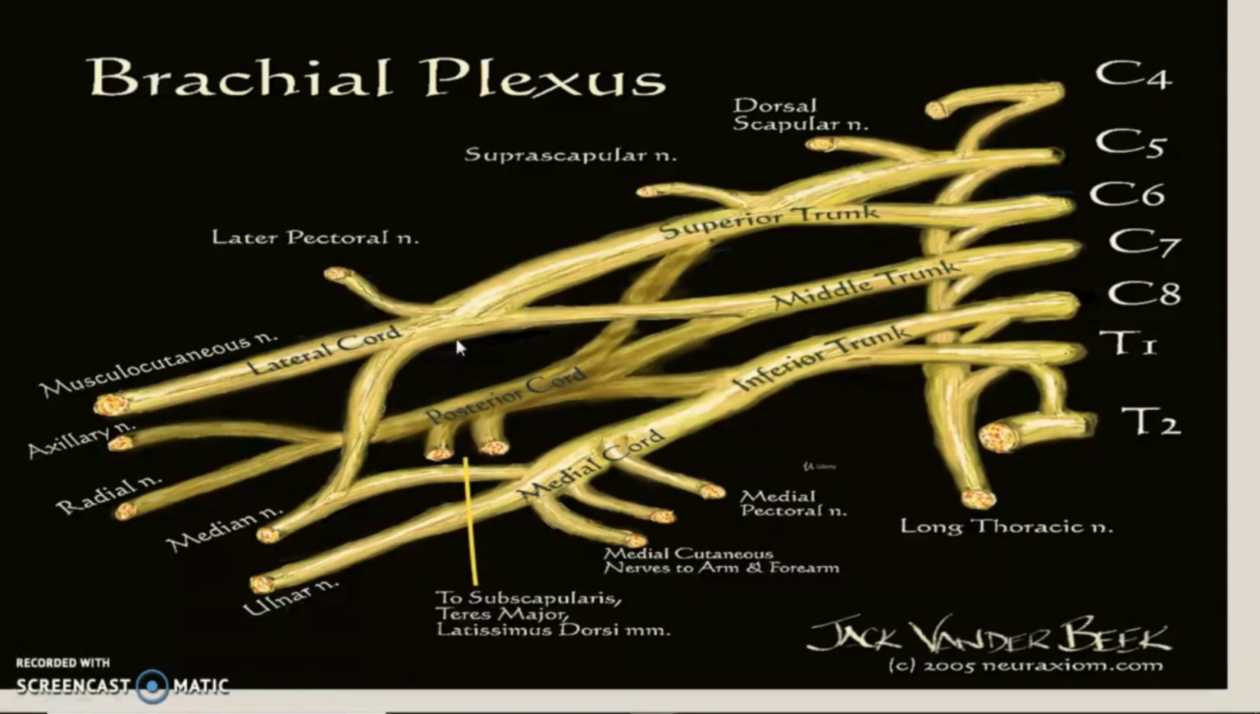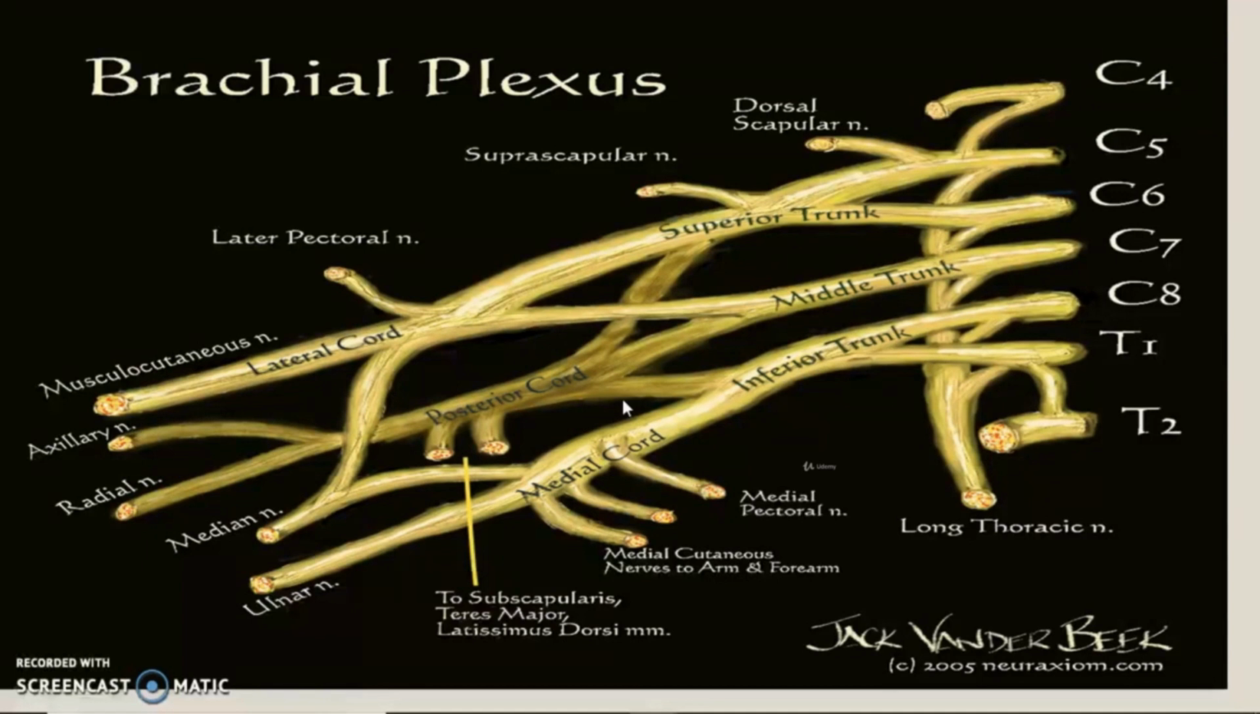So we have the lateral cord, posterior cord and medial cord. Lateral cord is formed by the anterior division of superior trunk and middle trunk. You can make out clearly. This is the superior trunk's anterior division, and this is the anterior division of the middle trunk. These two unite together to form a cord called the lateral cord. And then we have the inferior trunk. The inferior trunk's anterior division is going to form the medial cord.